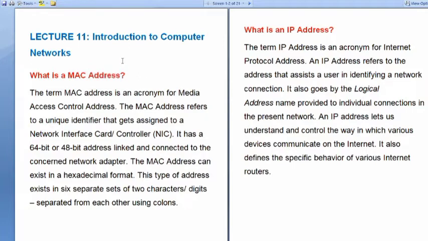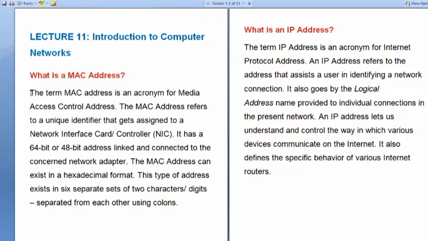In the same way, inside a computer network, each device, each computer, has a certain address. Now there are two kinds of addresses. First of all, we have the MAC address.